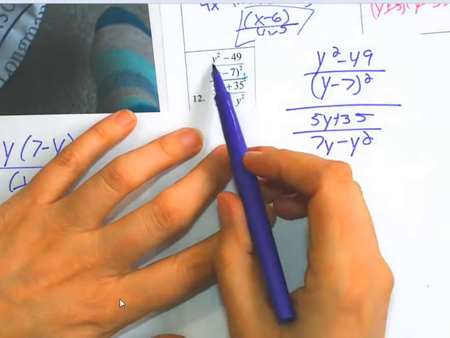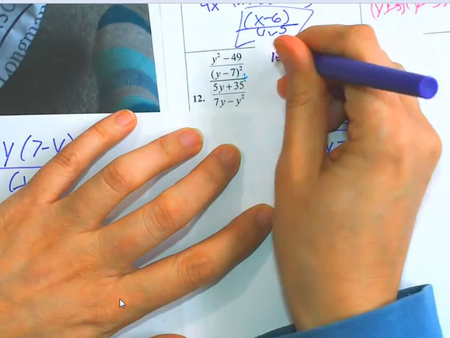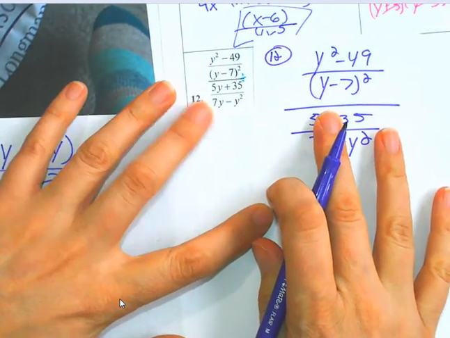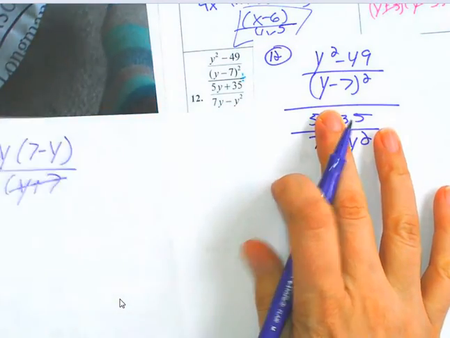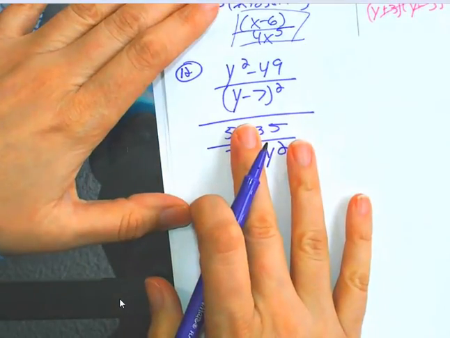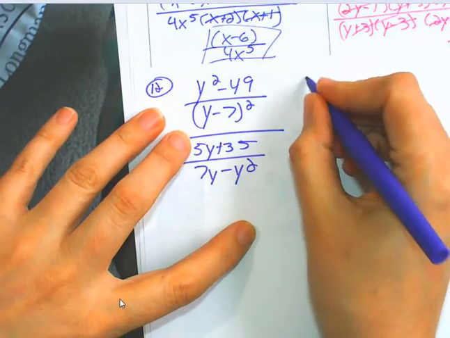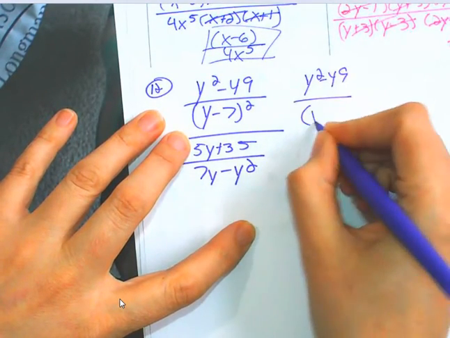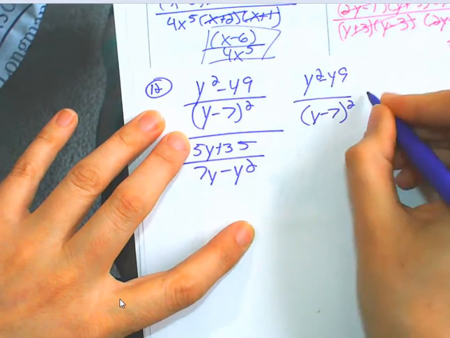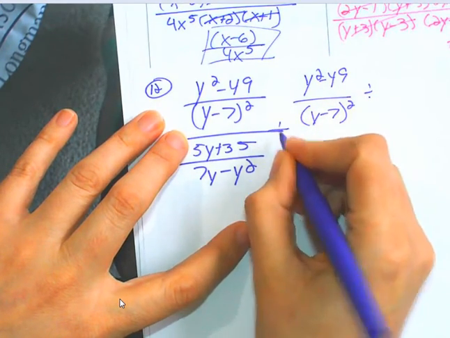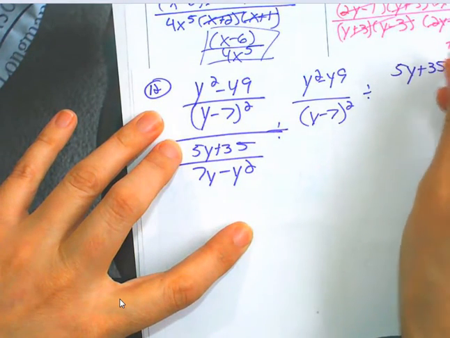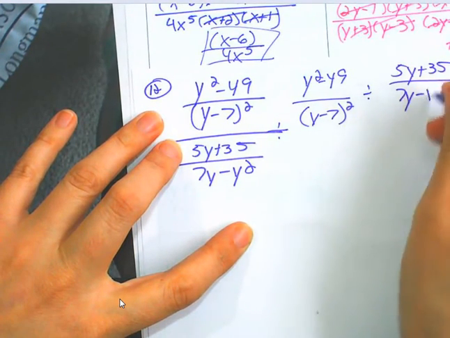So I just went ahead and transferred this. This is number 12. All right, so the first thing we want to do is go ahead and get rid of the way that it's stacked. I think that will help. So I'm going to write (y squared minus 49) over (y minus 7) quantity squared, divided by, because this line right here means divided by, (5y plus 35) over (7y minus y squared).